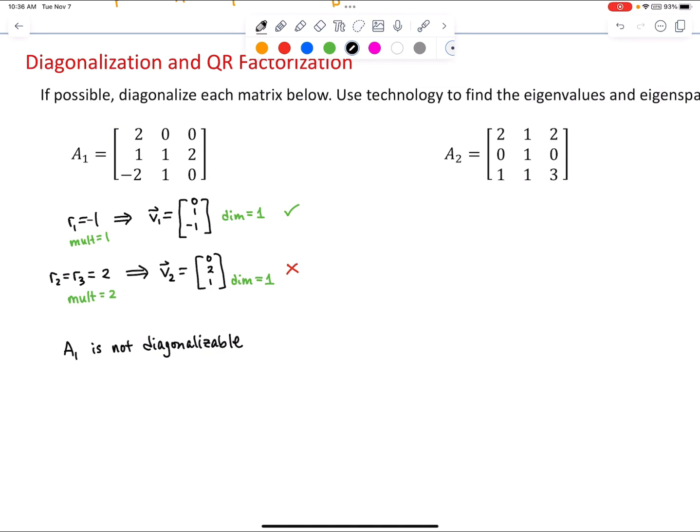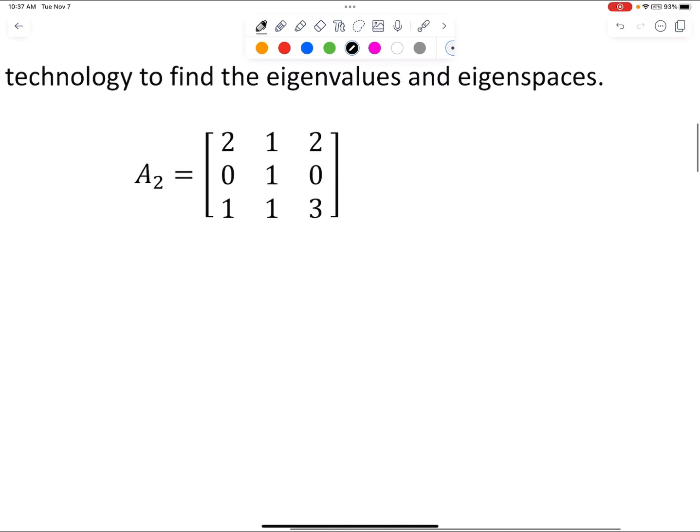And that's because we need a total of 3 linearly independent eigenvectors in order to construct the matrix P. This P must be a 3x3 matrix, so it requires 3 columns that are linearly independent, and it can't be done in this case. Using technology on A2, we find it has a distinct eigenvalue, R1 equals 4, with a corresponding basis eigenvector of 1, 0, 1, or any non-zero multiple of this vector would also work.